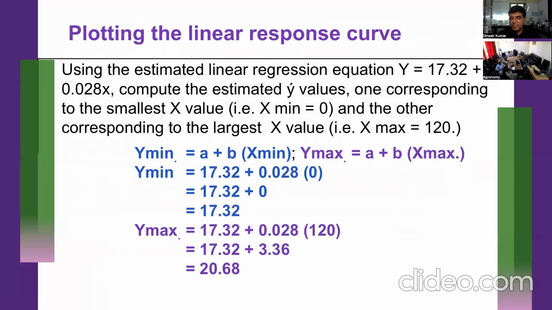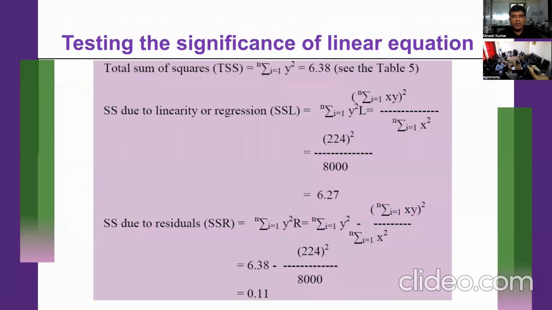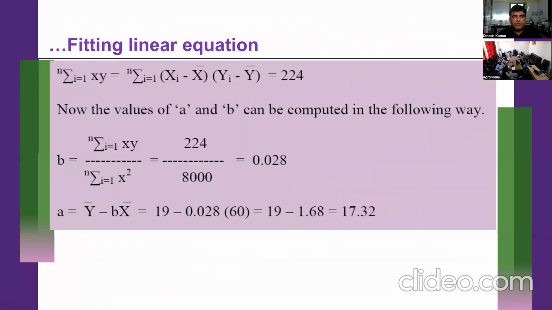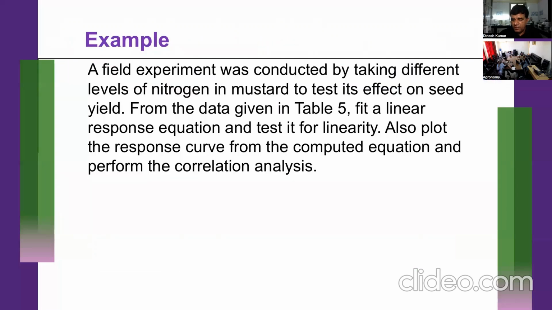Now, next job is, we have found out the equation. What will be our equation? The equation will be y is equal to 17.32 plus 0.028x. This will be our equation, and we have tested it for linearity.